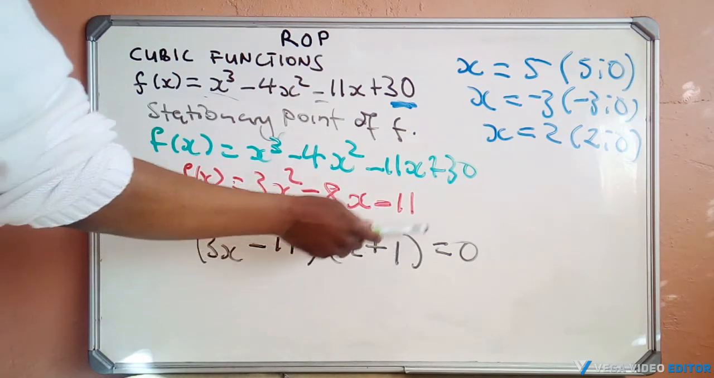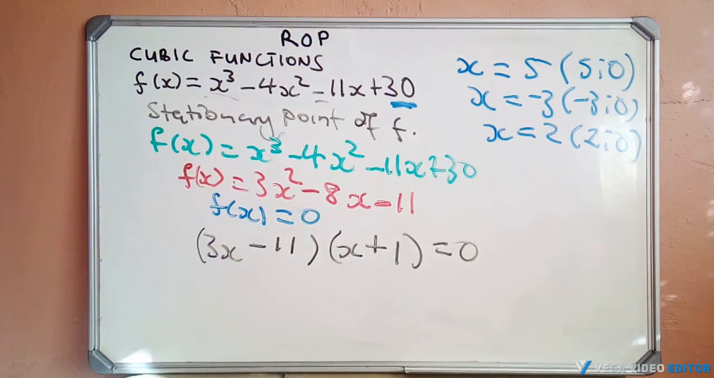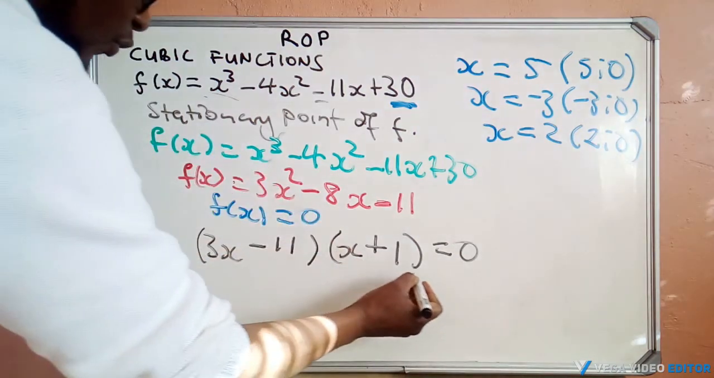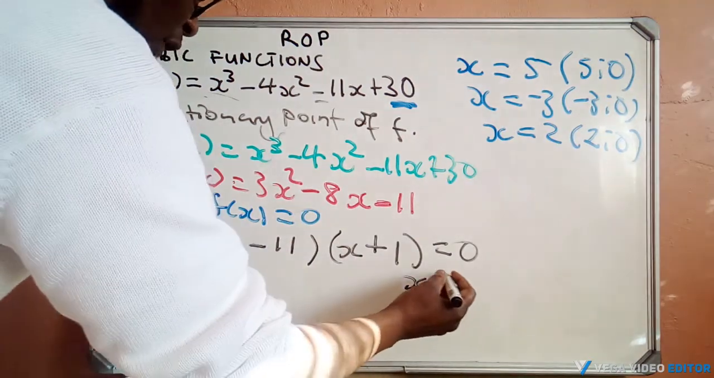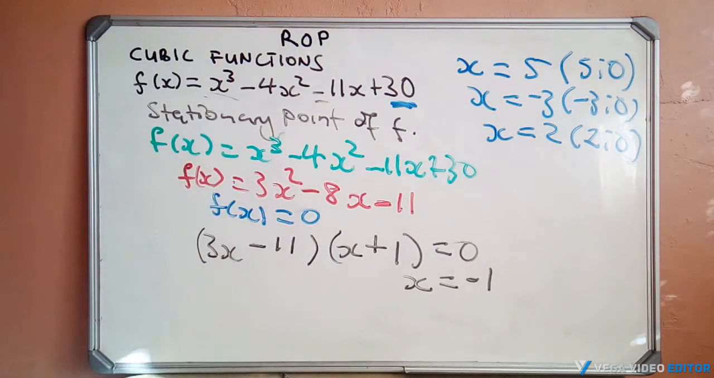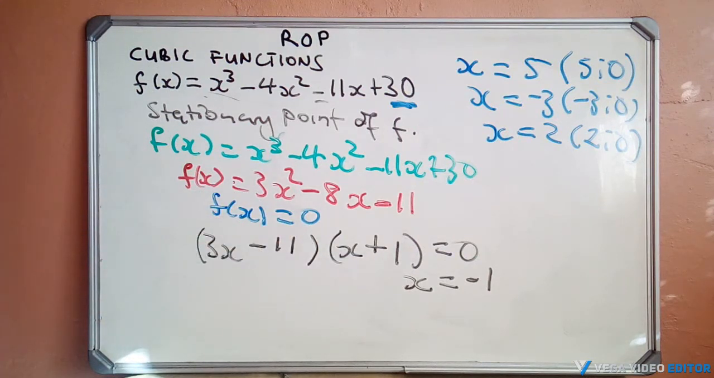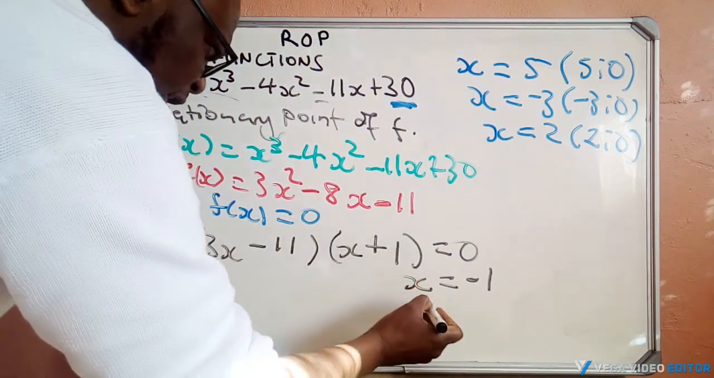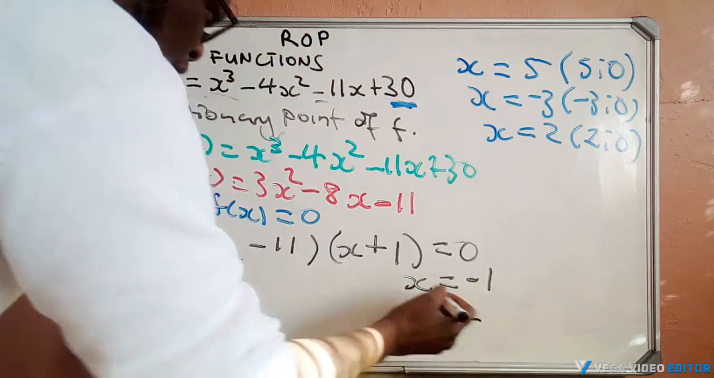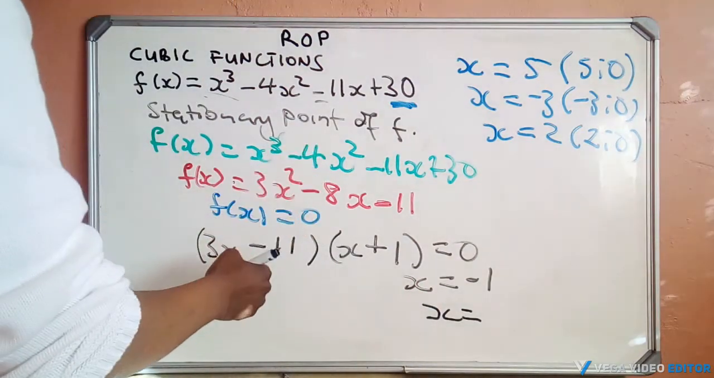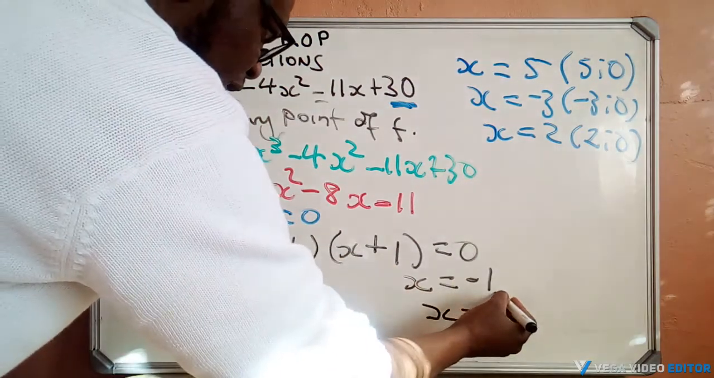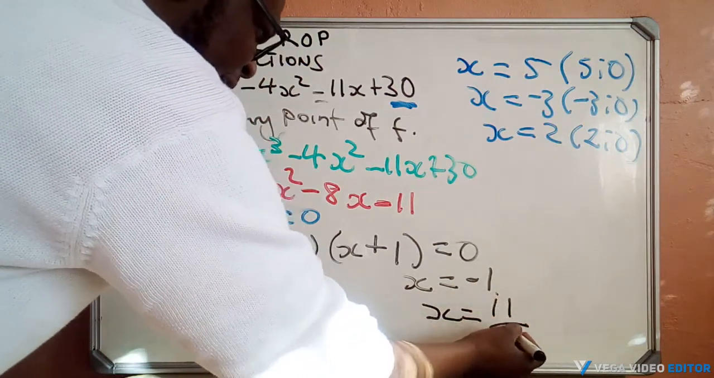Okay, this times that will give you that. So meaning that, lastly, if you find the two values of x here, x is equal to negative 1. All right, that's the first one, and then this one here is going to be x is equal to, take the 11 to that side, it becomes positive, divide by 3, x is equal to 11 divided by 3.